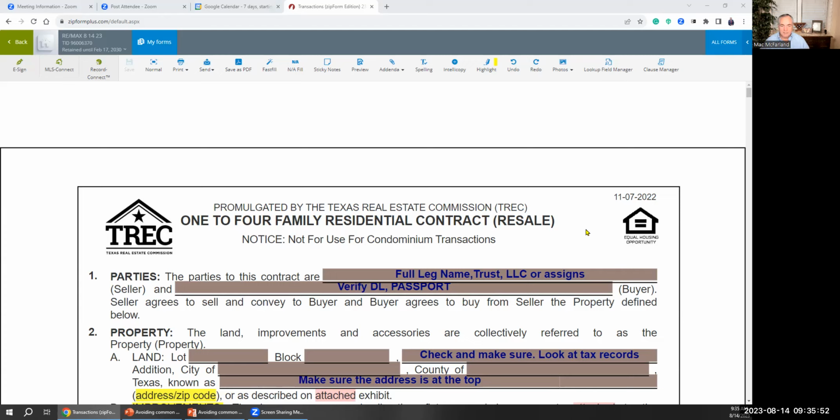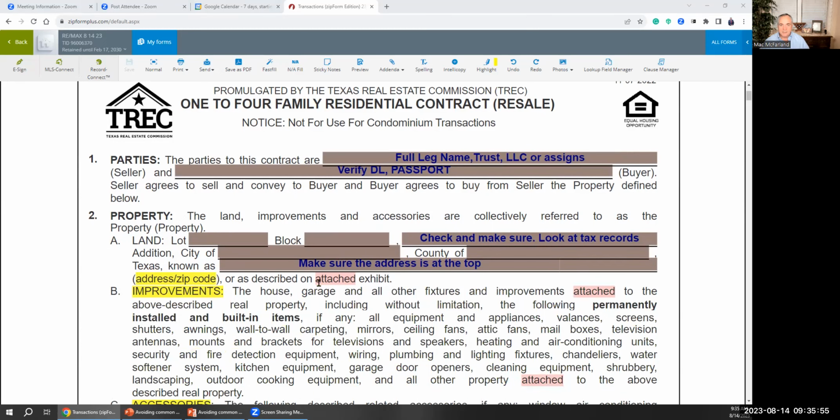Like, for example, the word attached. The word attached appears 9 times in the 1 to 4 family contract. Refund of the earnest money, for example, 11 times. And then the word shall. What does that mean? The buyer shall, the seller shall, right?